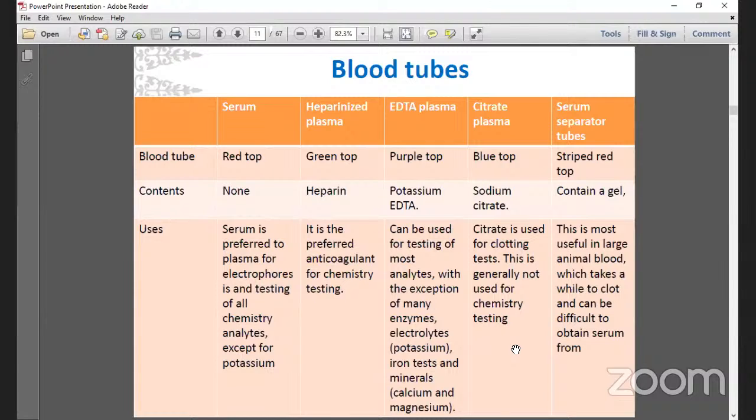And then for the serum separator tube, it contains a gel. This gel will separate the clotted cells from the serum. So we can use the serum separator tube especially for large animal practice, where it takes time for the blood to clot. Okay, next.